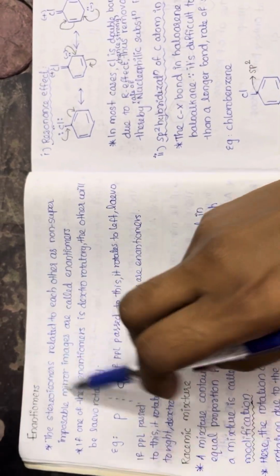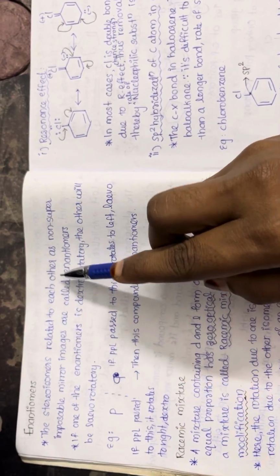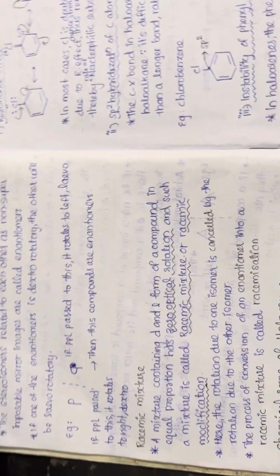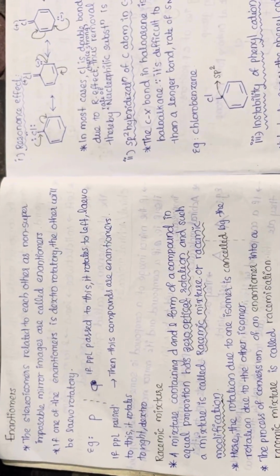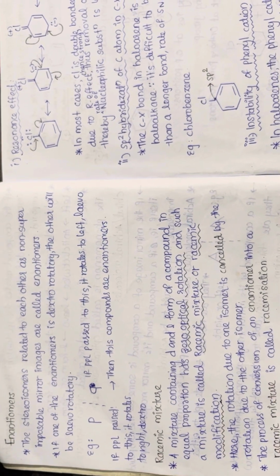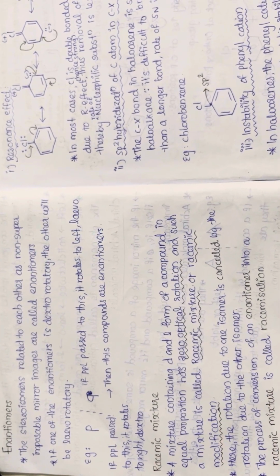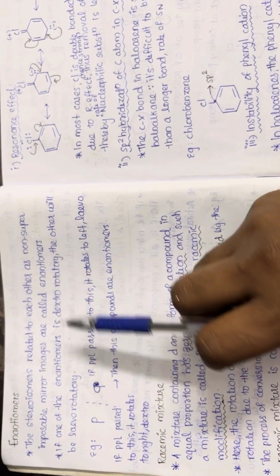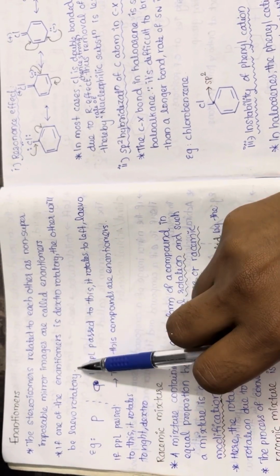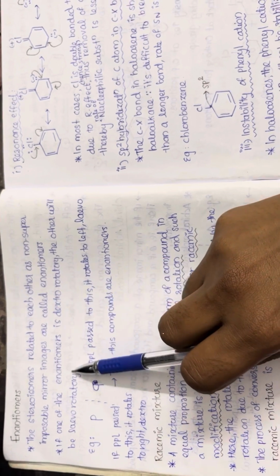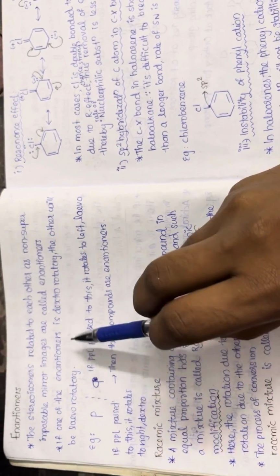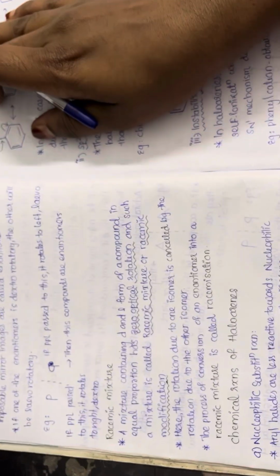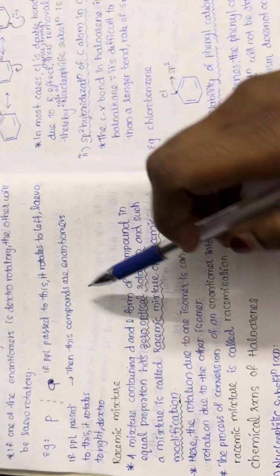Now, what are enantiomers? Stereoisomers related to each other as non-superimposable mirror images are called enantiomers. That is the D and L forms. They are non-superimposable mirror images. If one enantiomer is dextrorotatory, the other will be levorotatory, and together they can be called enantiomers, or optical isomers.